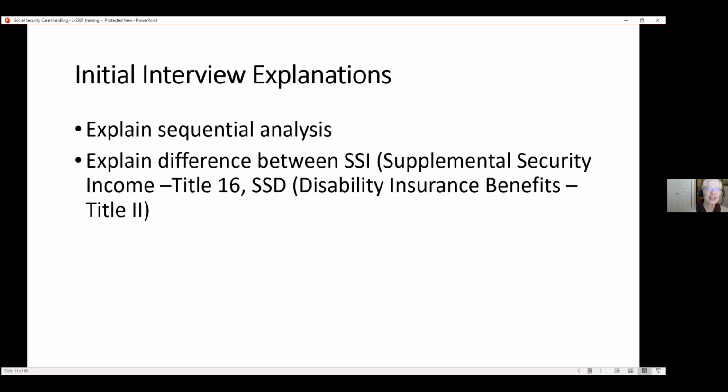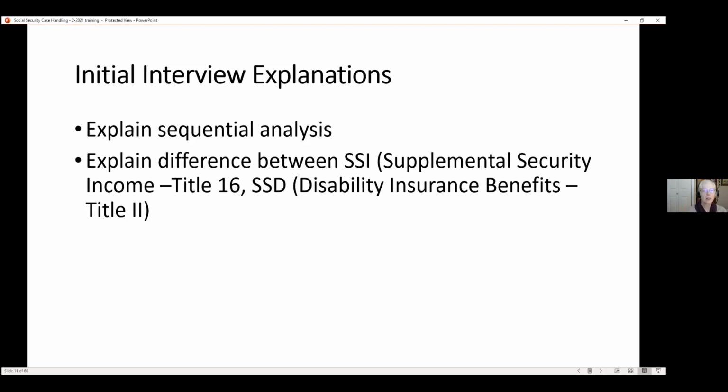The sequential analysis is just how Social Security decides Social Security cases. I'll talk a little bit more about it. I have a slide that talks about that, but it's just: are you engaging in substantial gainful activity? Do you have a severe impairment?